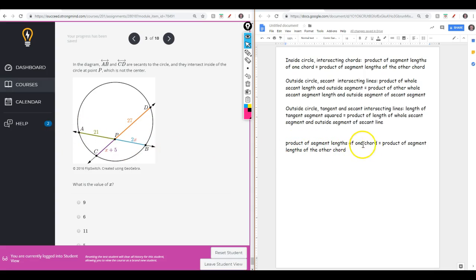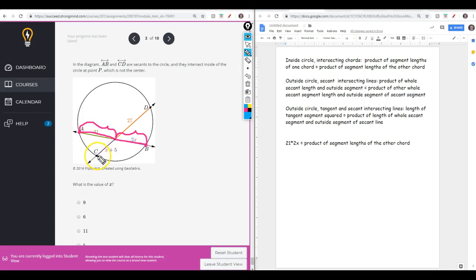So the product of segment lengths of one chord is equal to the product of segment lengths of the other chord. Okay, so let's identify our first chord. From A to B, even though that says that's the line, the chord is represented by the segment that is just within the circle from point A to point B. So the segments would be from A to P, there's one segment of it, and from P to B, that's the other segment of it. So product means multiplication, so I would be multiplying 21 times 2x.